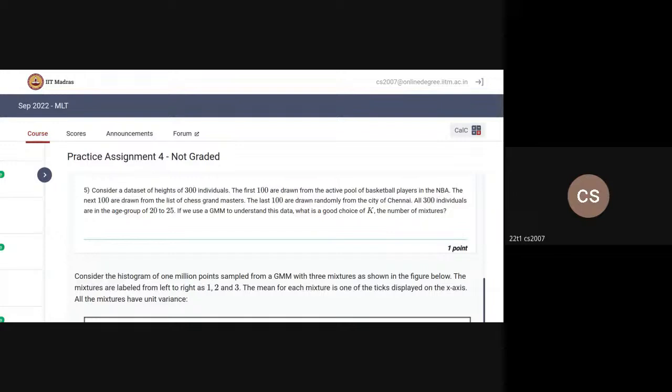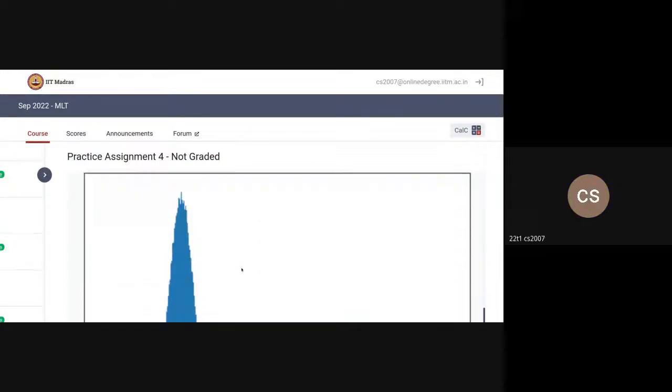So what do you think should be the answer? Is it 2 or is it 3? I have given it as 2, because the second and third clusters are almost similar. Okay. Right. That's nice.